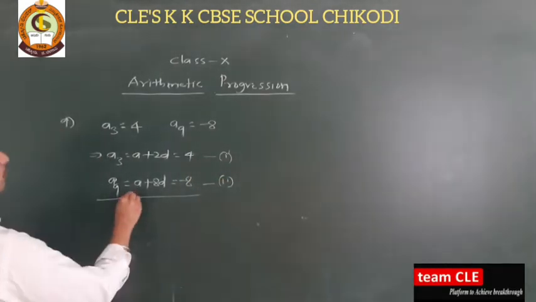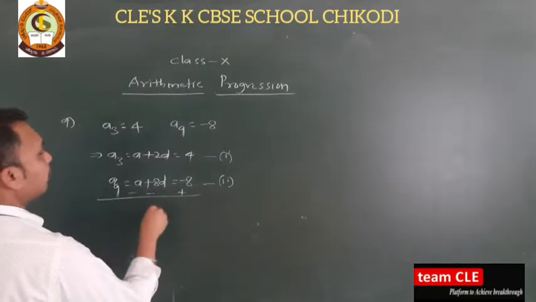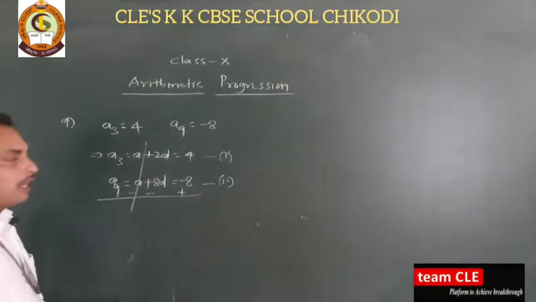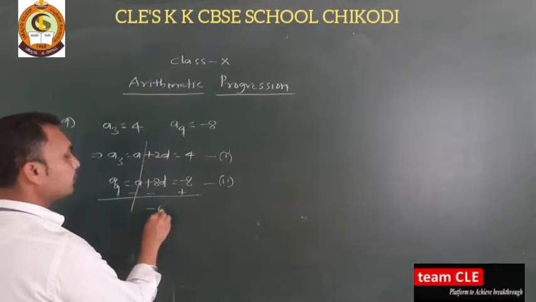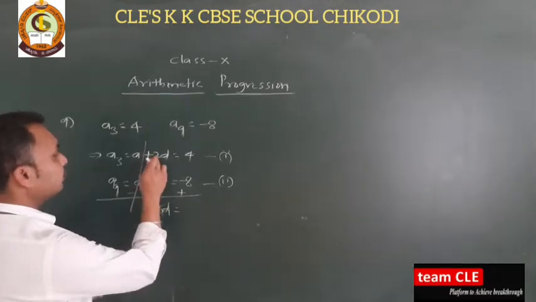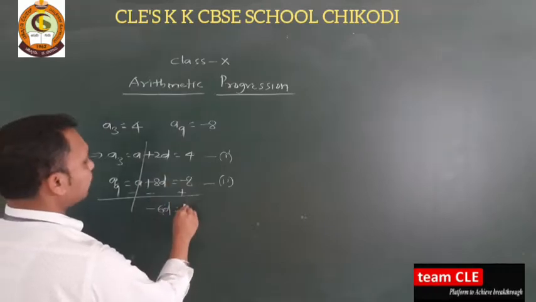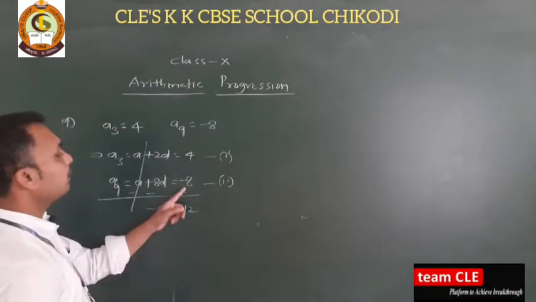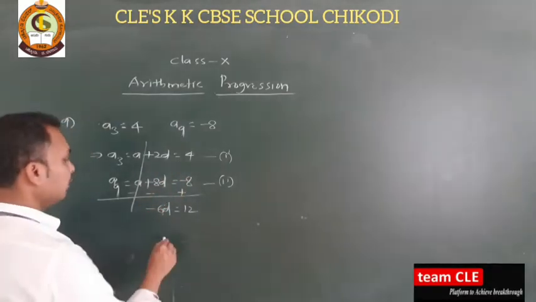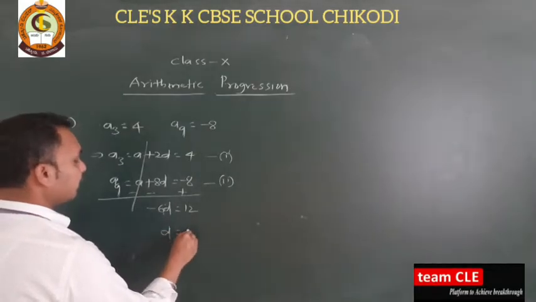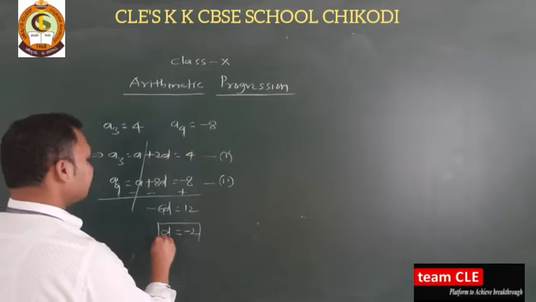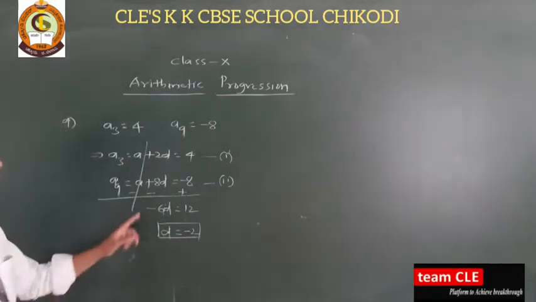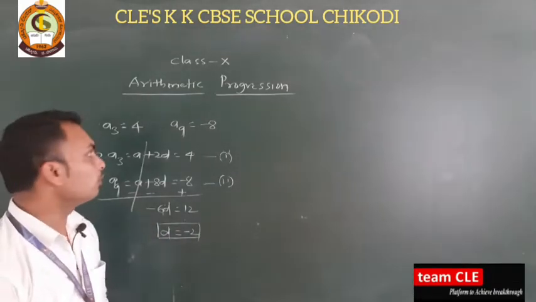Now this is very simple: minus minus gives plus, so these two will be cancelled. Next we get minus 6D is equal to 12, since 8 plus 4 is 12. Now D is equal to 12 divided by 6, which is 2, with the minus sign, so D is equal to minus 2.